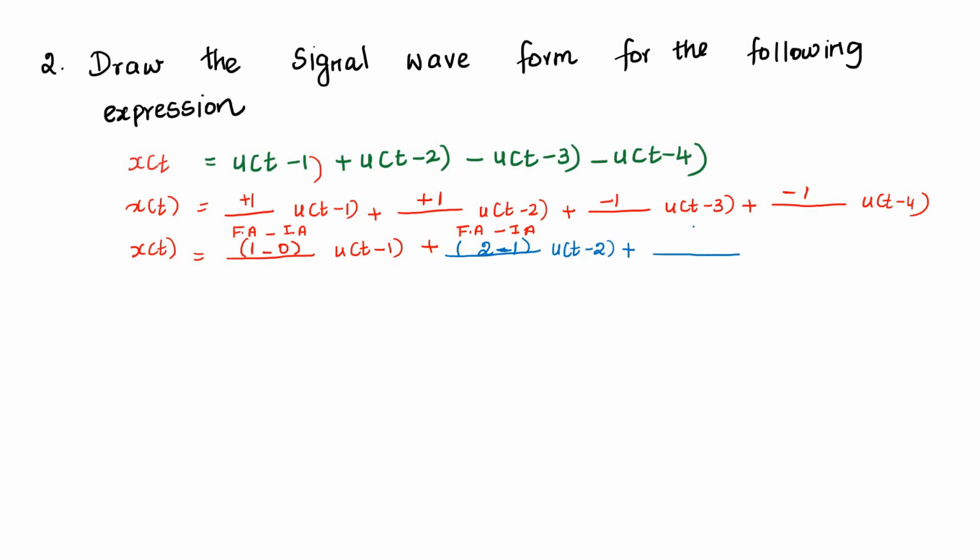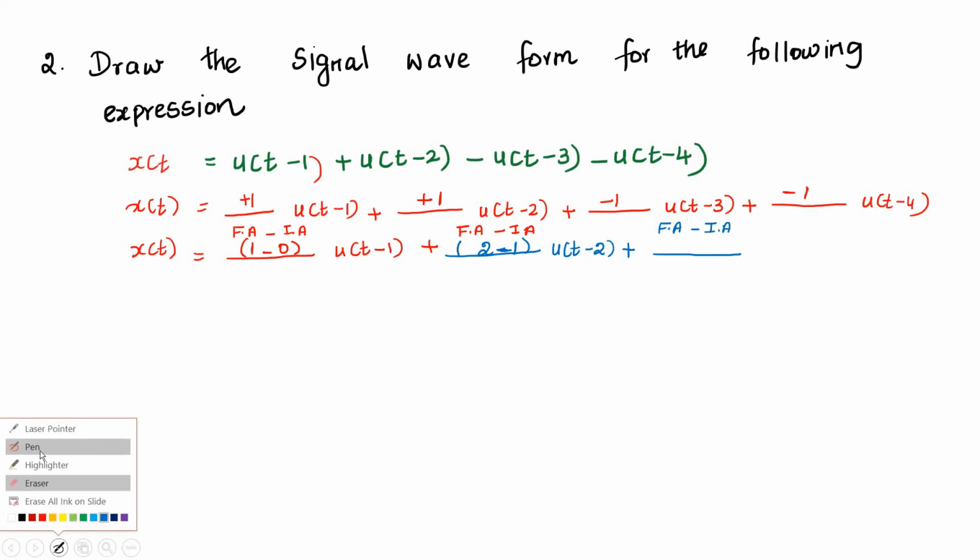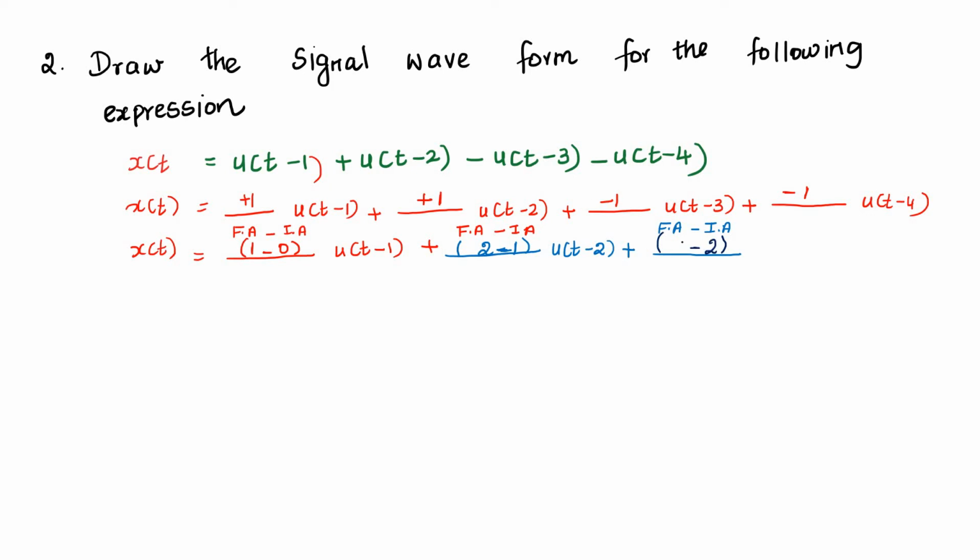Plus, here also find out the final amplitude and the initial amplitude. So what will be the final amplitude? In the previous case, what is the final amplitude? That is 2. 2 is the initial amplitude for this case, -2. What is the net value? -1. So it should be 1. 1 minus 2. So final amplitude is 1 and initial amplitude is 2. U of t minus 3.